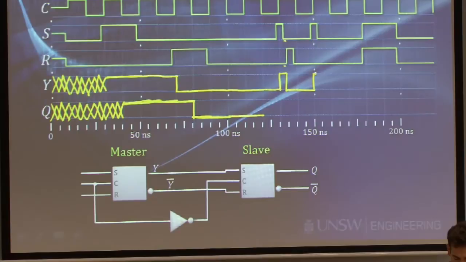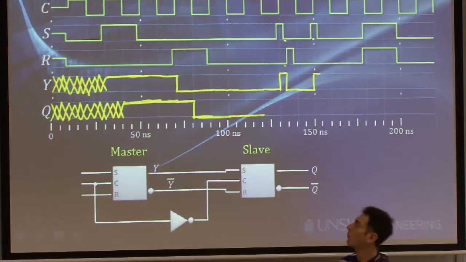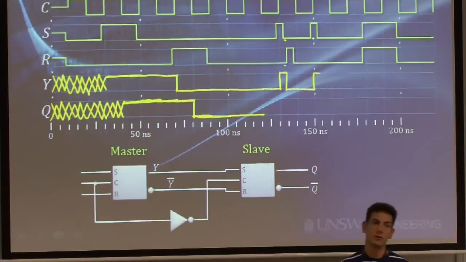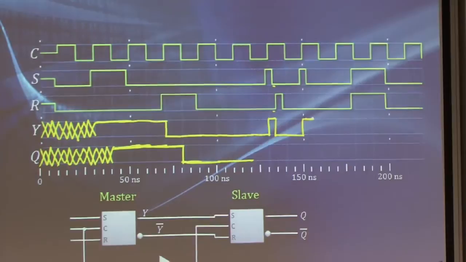The set state is still applied while S is high. But then once S goes back to low, and because R is low as well, we're pretty much saying just maintain the signal that we had. And we will keep that to here. And then it's disabled, so we'll drag it even further.